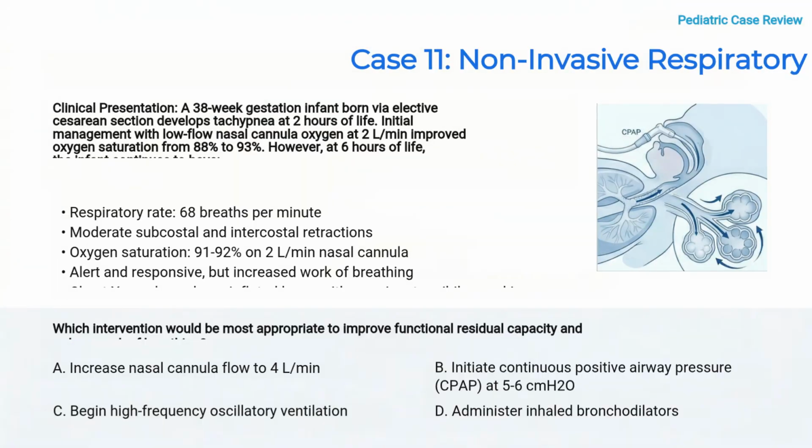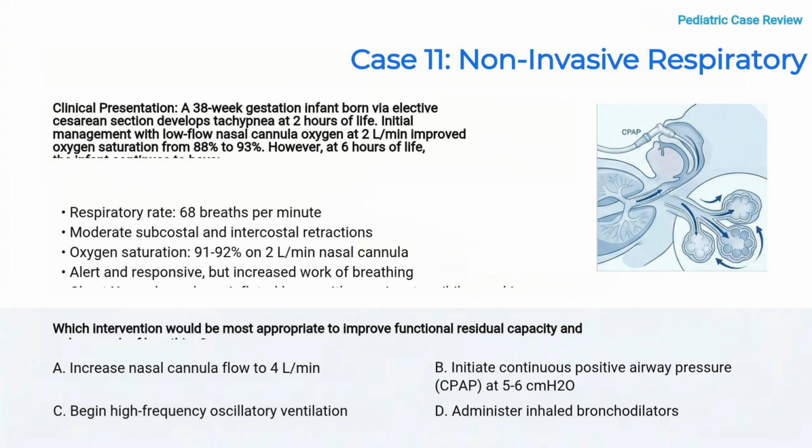Case 11. A 38-week gestation infant born via elective cesarean section develops tachypnea at 2 hours of life. Initial management with low-flow nasal cannula oxygen at 2 liters per minute improved oxygen saturation from 88 to 93%. However, at 6 hours of life, the infant continues to have respiratory rate 68 breaths per minute, moderate subcostal and intercostal retractions, oxygen saturation 91 to 92% on 2 liters per minute nasal cannula, alert and responsive but with increased work of breathing, and chest X-ray showing hyperinflated lungs with prominent parahilar markings.